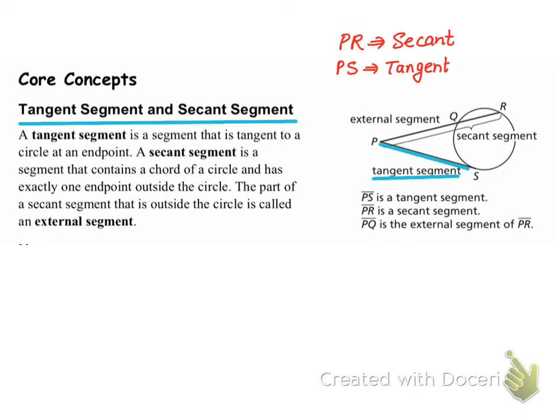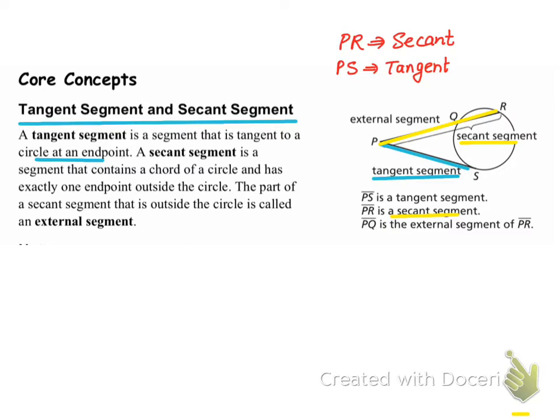Alright, and the tangent segment is a segment that is tangent to a circle at an endpoint. So from the endpoint to the whole tangent. After that we have another thing called a secant segment. A secant segment is the whole secant here, starting from here to here. That's going to be a secant segment, and it is this one. The secant segment is PR.